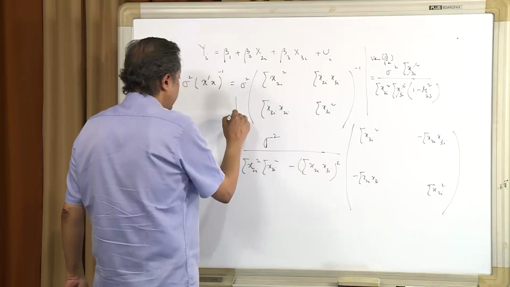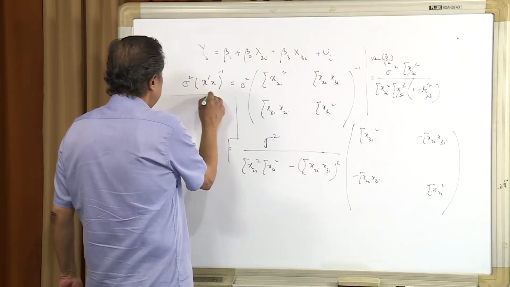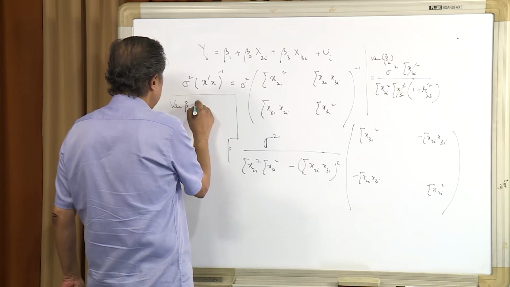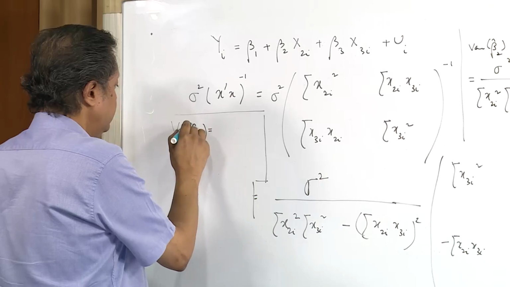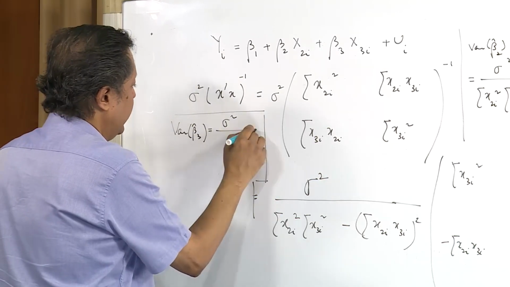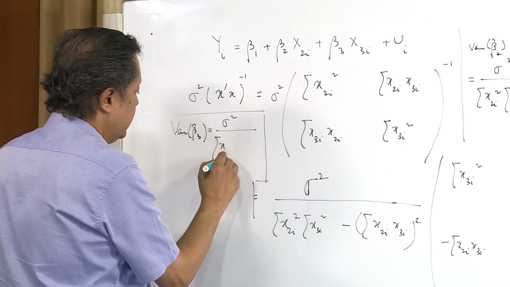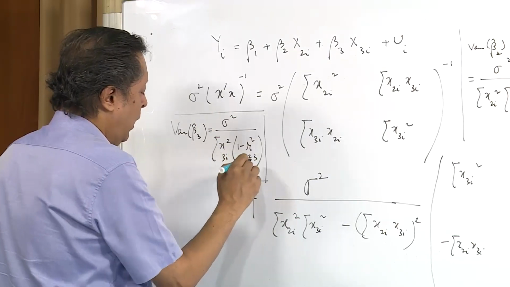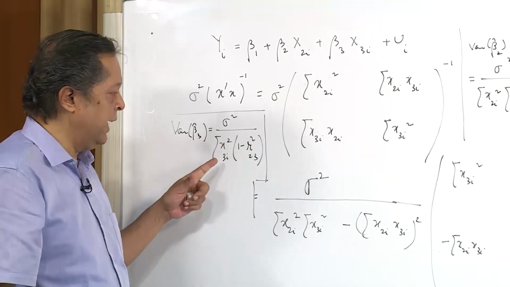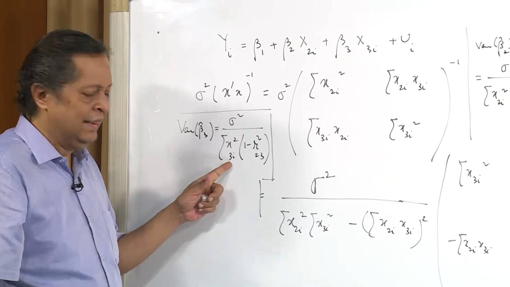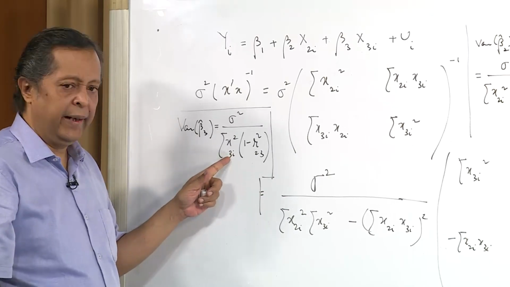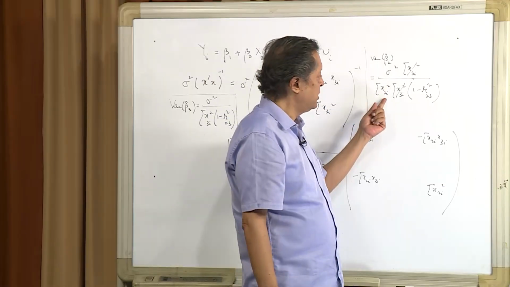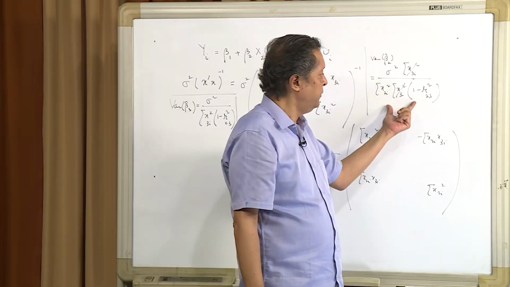Similarly, variance of beta 3 hat is given as sigma square divided by summation x3i square into 1 minus r square 2 3. As is clear, for beta 3 this is x3i but cleansed of the effect of x2. For beta 2 it is x2i but cleansed of the effect of x3.